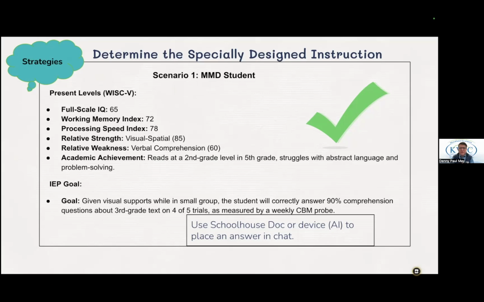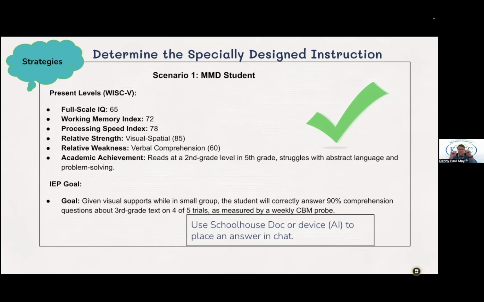So just looking at this scenario, academic achievement: reads at second grade level. The student is in the 5th grade, and struggles with abstract language and problem solving. And their goal is, given visual supports while in a small group, the student will correctly answer 90% comprehension questions about a third grade text on 4 out of 5 trials, as measured by a weekly CBM probe.